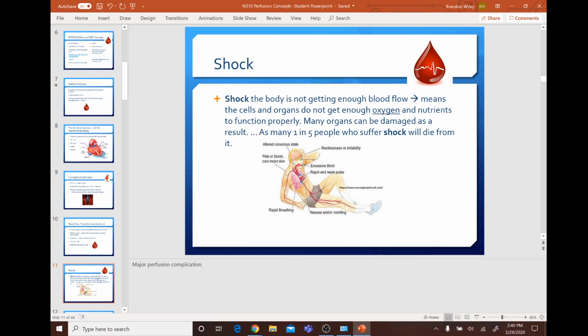So some of the symptoms you see of shock, what do you think they'd be? Well, their mentation wouldn't be great. They wouldn't be able to think properly. They probably have some blue color of the skin. Why? Because we're not getting enough oxygen. We know that, like hypoxia.